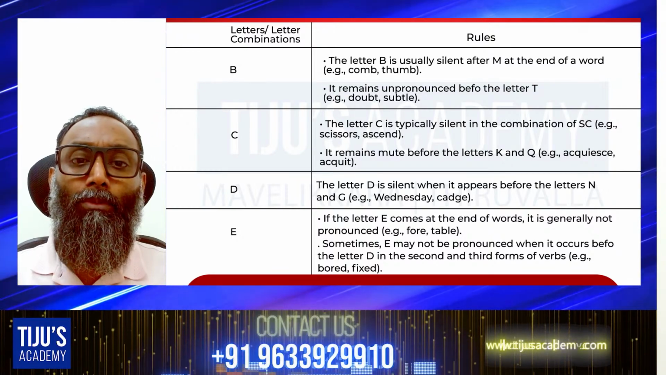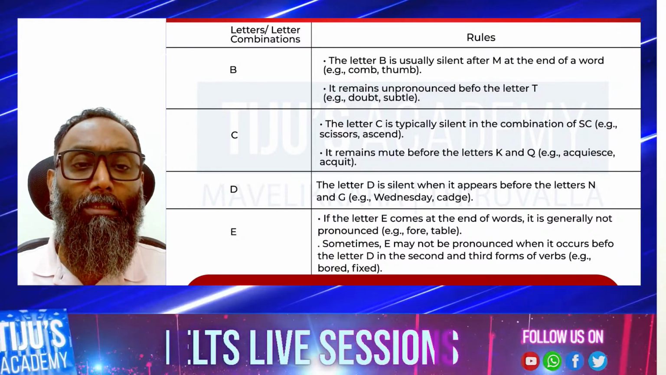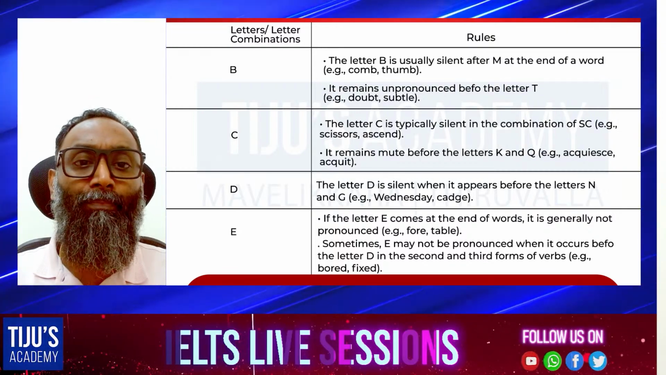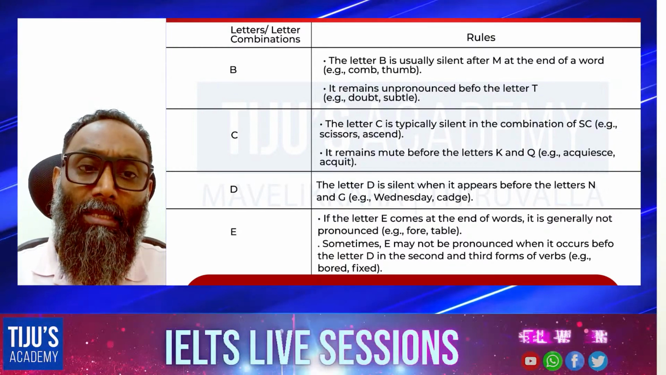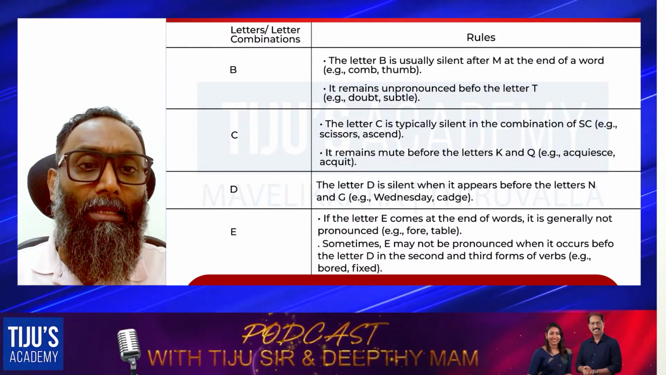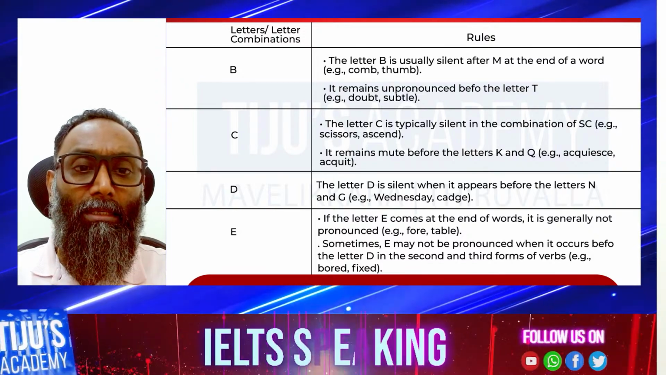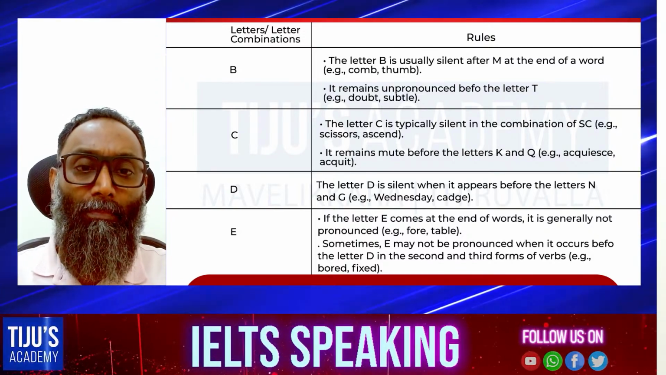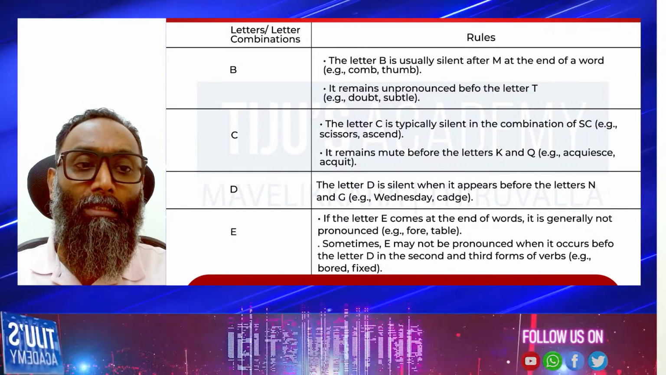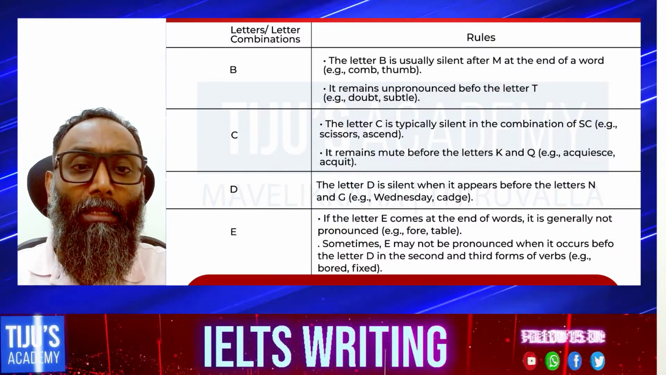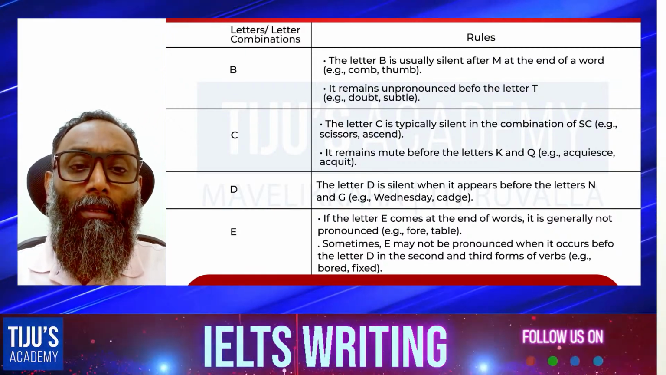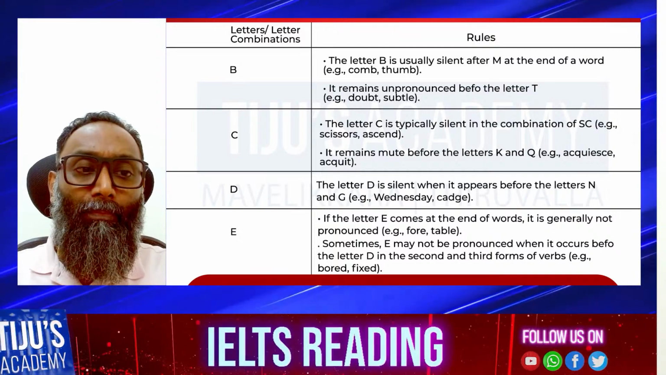Now, let's go over to C. The letter C is typically silent in the combination SC. For example, scissors and ascend. Ascend, A-S-E-N-D, not extend. Same thing with scissors. And it remains mute before the letters K and Q, for example, acquaint and acquit. So it's acquit and it is acquaint.